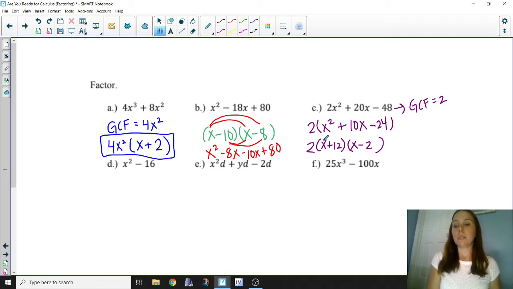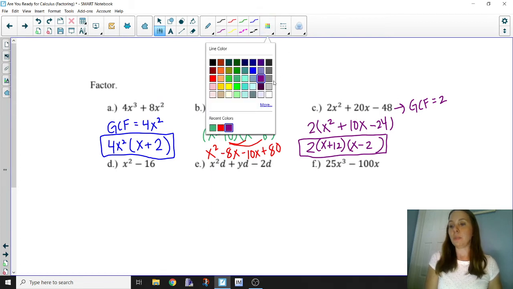I'm not going to spend time distributing this one through because I don't have a ton of room, but if you would like to pause and try that for yourself, what you would do is first distribute the x plus 12 to the x minus 2, or FOIL these binomials, and then multiply your result by the 2. What you should get when you're all done is 2x squared plus 20x minus 48 to confirm that you have the correct factors.